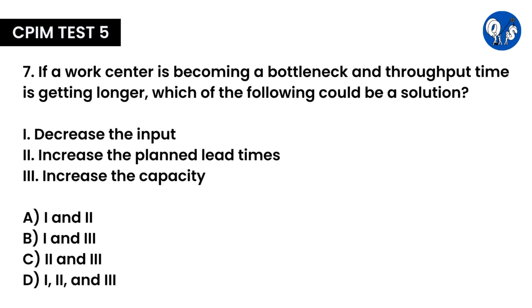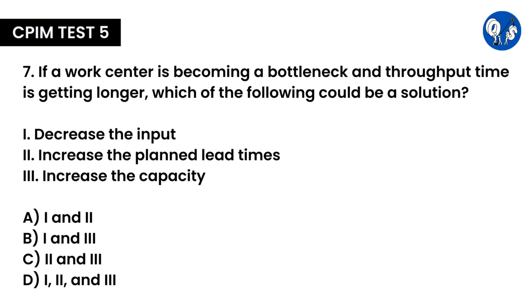Question number 7. If a work center is becoming a bottleneck and throughput time is getting longer, which of the following could be a solution? 1. Decrease the input. 2. Increase the planned lead times. 3. Increase the capacity. Here option B, which refers to point number 1 and 3, is correct.